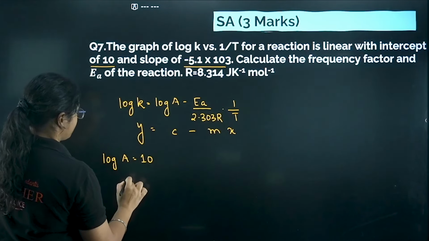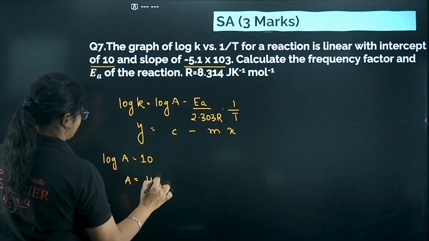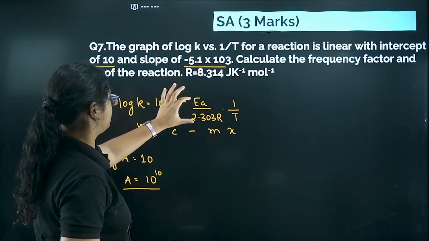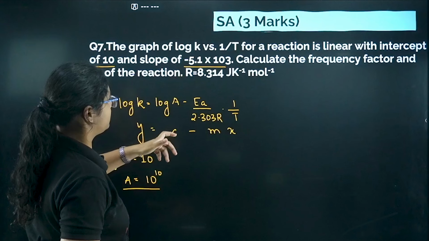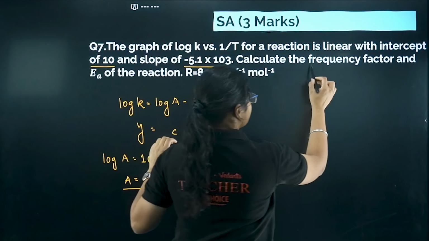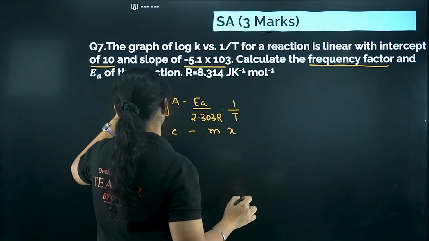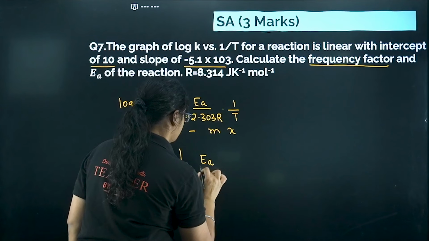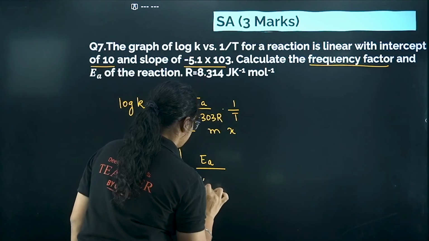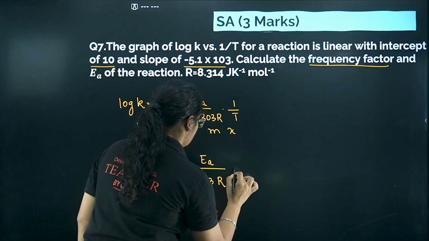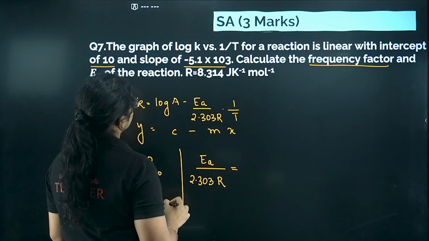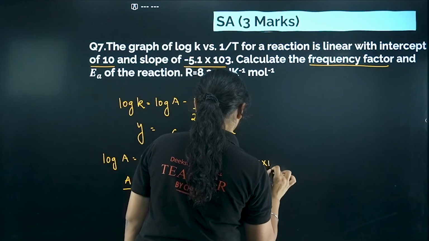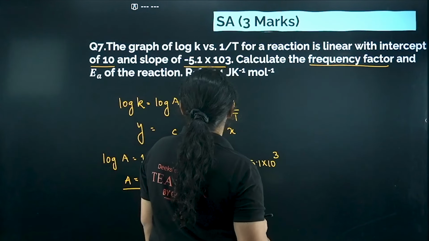right? Then what is the value of A here? Antilog or 10 to the power of 10. This is the value of A, done. And slope is given to me, which is EA by 2.303 R. So we have calculated the frequency factor and EA of the reaction. So what is the value of EA by 2.303 R? That is equal to how much? Minus 5.1 into 10 to the power of 3.